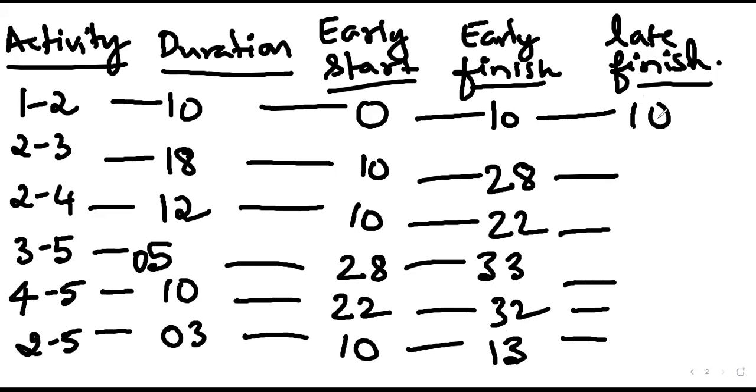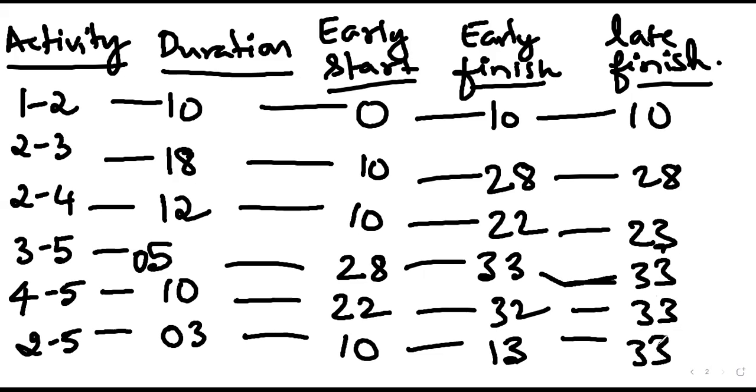Late finish: 10, 28, 23, 33, 33, and 33. All three of them are the same. Fine. The question here is we have to determine the independent float for each of the activities. Again, the question is the same: determine the independent float for these activities.